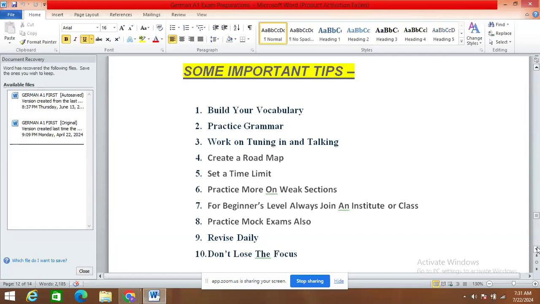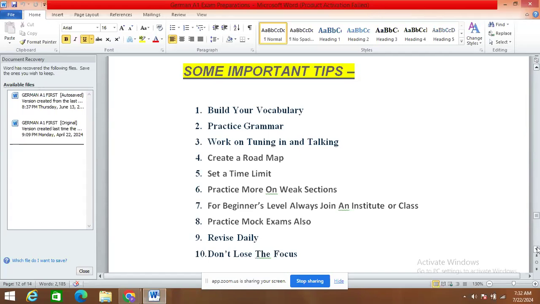Divide your sections into different parts. Set a time limit, like 1 hour for Sprechen, 1 hour for Hören, 2 hours for Schreiben. There should be a dedicated time slot given for the practice. And whatever weak sections you have, some students have a weak part in expression, some have a weak part in Hören, so give more attention to that.